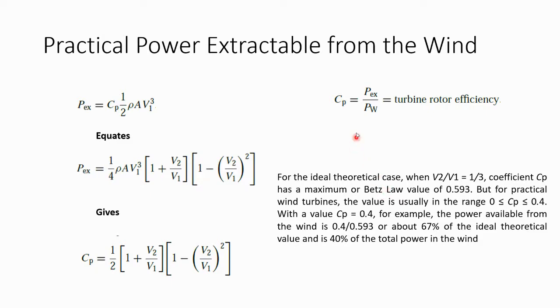So in short, CP is equal to PEX over PW. PW is the wind power, the incoming wind power, which is given by the term half rho A V cubed. So you simply take this over to the other side of the equation, then you get PEX over PW equals CP as such.